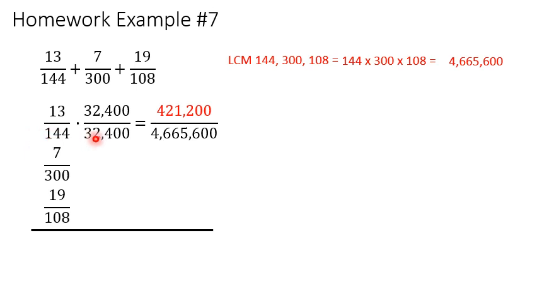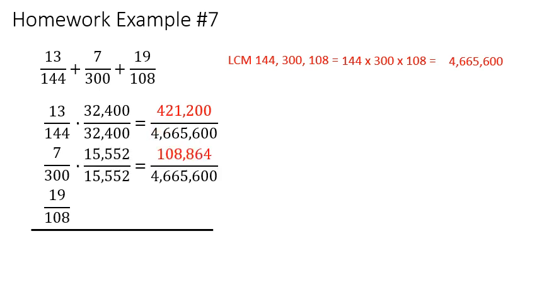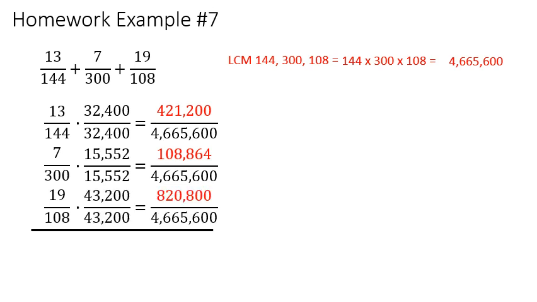So it turns out if you take this big 4,665,600, divide it by 144, you get 32,400. I multiplied that by 13 and I got this number, 421,200. I did the same thing with 7 over 300, and you end up with a numerator of 108,864. Did the same thing with the third one, you get a numerator of 820,800. Again, grab your calculator, just take the big denominator, divide it by this denominator, and that gives you your magic number 1.